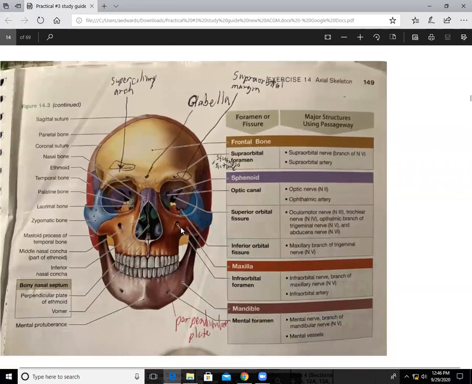Okay, if you're looking at an anterior view of the skull, you get some more views. The space in between the eyes, we call that the glabella, G-L-A-B-E-L-L-A. Okay, it may not be in your lab manual, but it's a structure we do want you to know. So you might want to write it. If you have a picture of a skull, you want to write that on it.